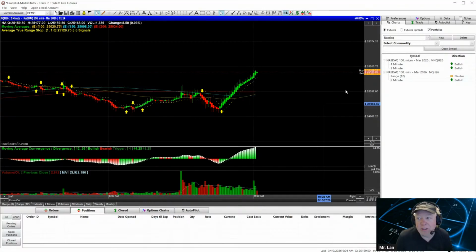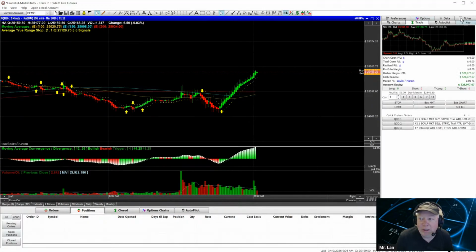We're going to start off very simple. In Track and Trade, we just come over here to the control panel, and on the right-hand side of the chart, you have a tab that opens up your trading tab.